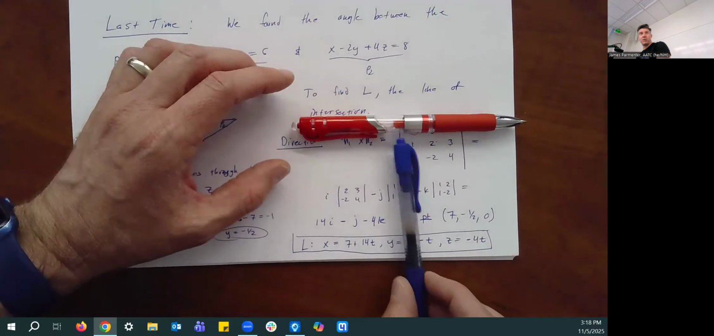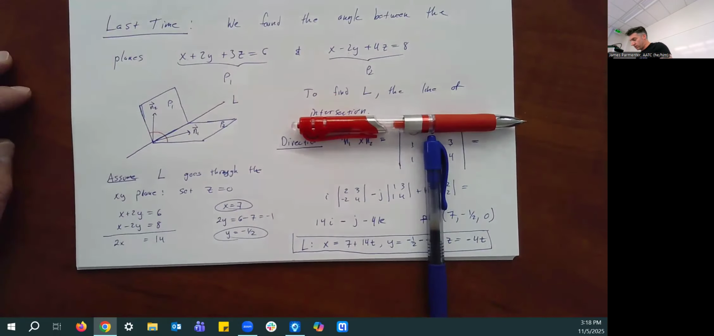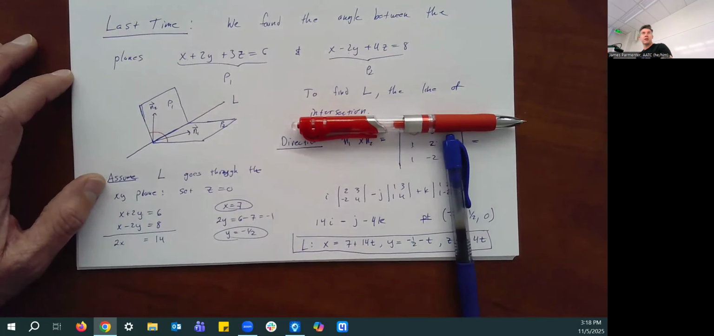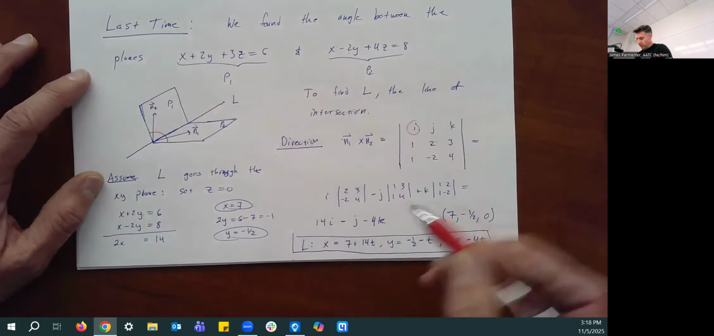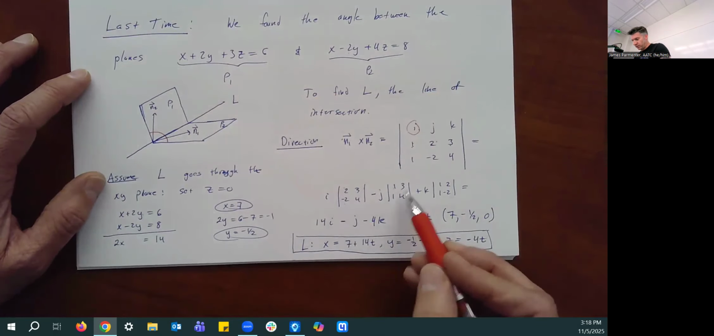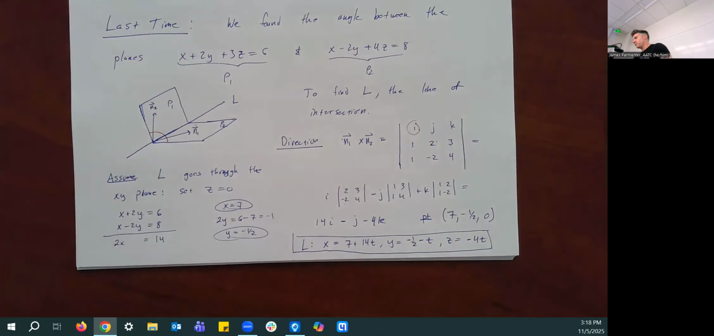Same deal for J, except we alternate signs. So it's minus J times the determinant of that 2x2 matrix. And then it's plus K times the determinant of that 2x2 matrix. And then the determinants are just 2 times 4 minus 3 times negative 2, and then 1 times 4 minus 3 times 1, and then 1 times negative 2 minus 2 times 1. Other questions about this example?